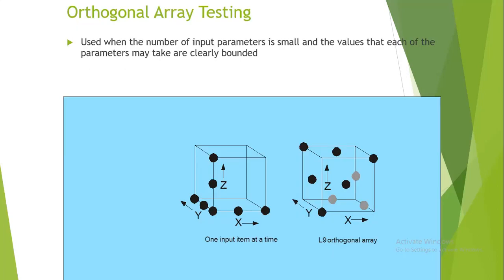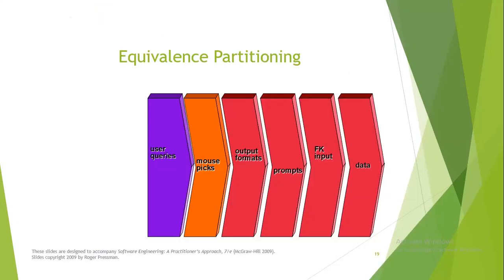Orthogonal array testing is used when the number of input parameters is small and the values that each of the parameters may take are clearly bounded. Test one input item at a time, in an L9 orthogonal array.